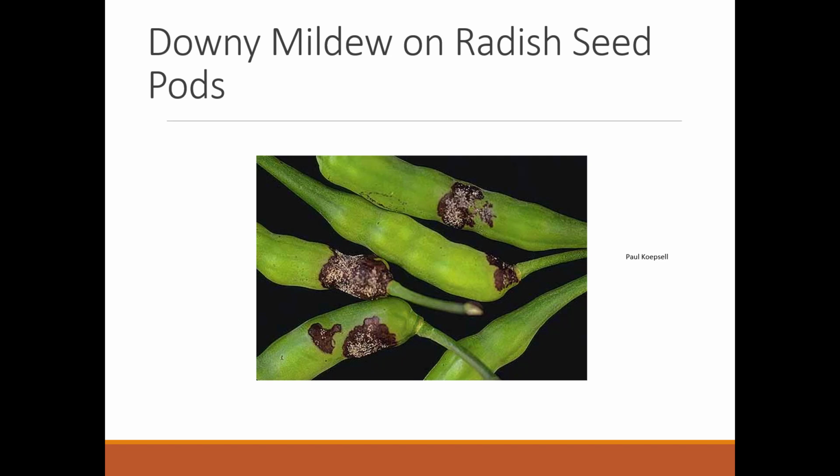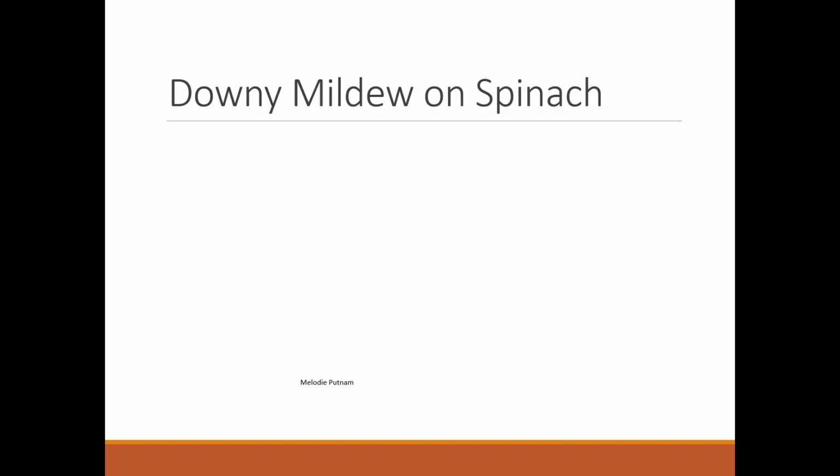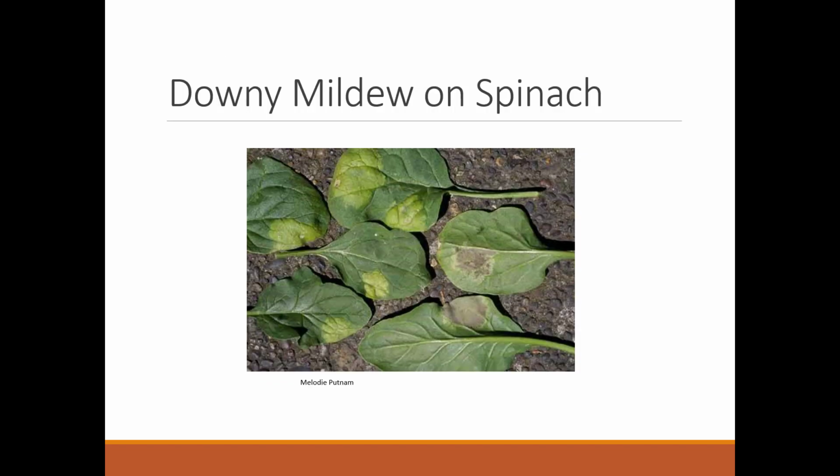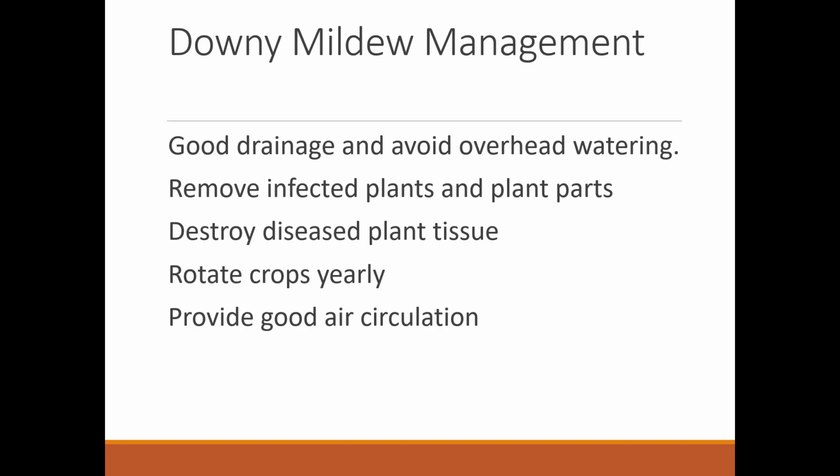Okay, here it is on radish seed. Here it is on spinach. You can see it's yellow on top, but if you turn the leaf over, you're going to see some fruiting bodies on the underside. So management includes good drainage, no overhead watering, removing infected plants and plant parts, destroying diseased plant tissue, rotating the crops yearly, providing good air circulation.